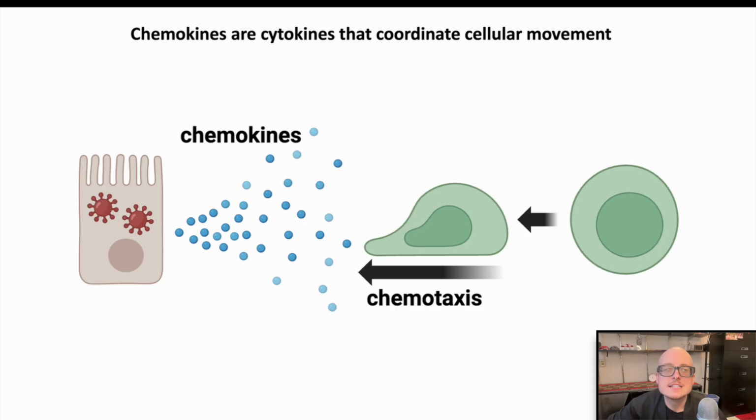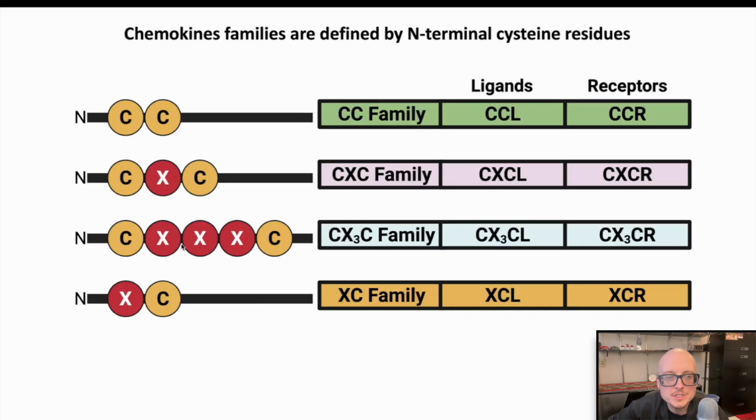Let's think now a little bit more deeply about chemokines. Like many of the other cytokine families that we've been introduced to so far, chemokines also have subfamilies. And the subfamilies of chemokines are notoriously a little bit difficult to keep track of. But I'll give you a little bit of a cheat sheet here, which is to say that there are 4 subfamilies of chemokines. They are the CC family, CXC, CX3C, and the XC family.